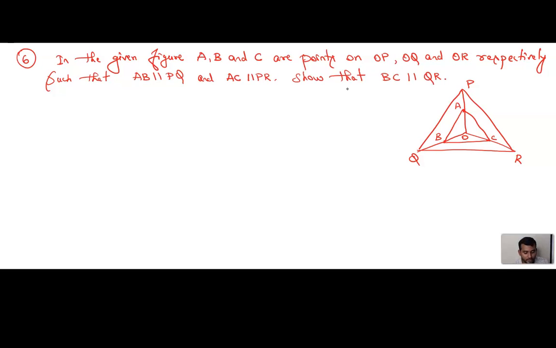What is the first point? In the figure, A, B and C are the points on OP. Can you see the side OP? Who is there on OP? A is there. On OQ, this is the side OQ, B is there. Can you see this? On OR, who is there? C is there. Any doubts? Good. Now, such that, he has given the condition AB is parallel to PQ.